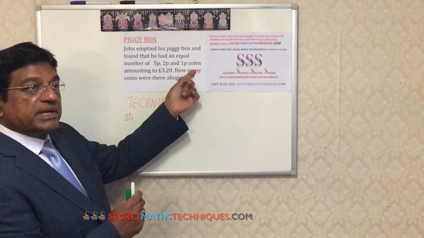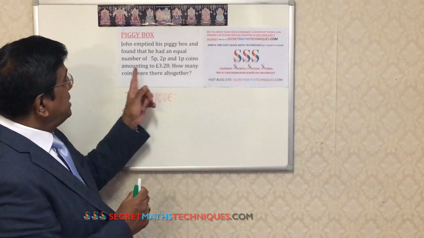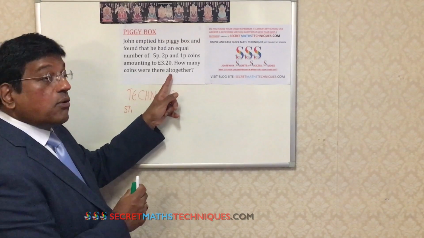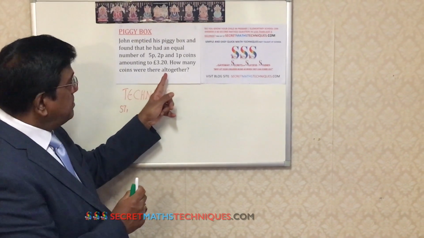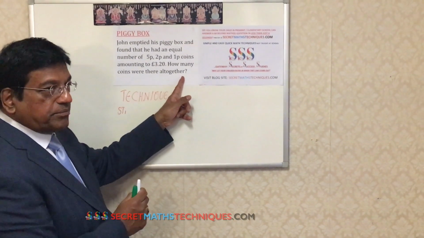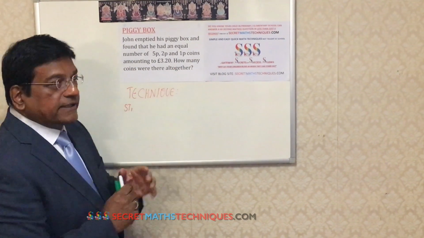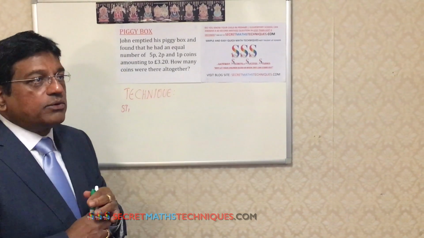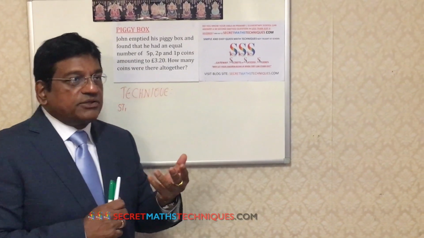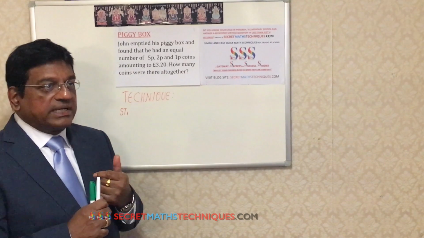The question where it's being asked is important. How many coins were there altogether? Remember, the word altogether is very important. How many coins were there altogether? Now, if I may say this in my own simple words, the children might be able to understand better.